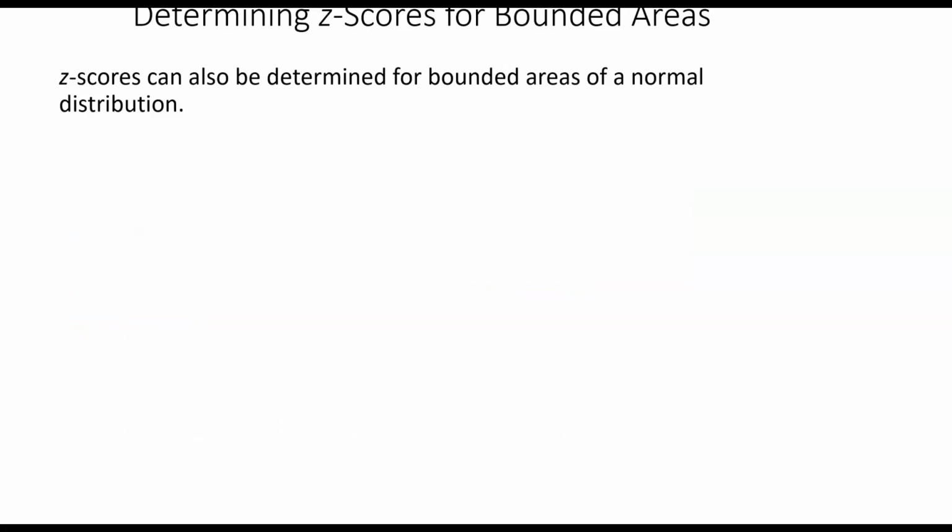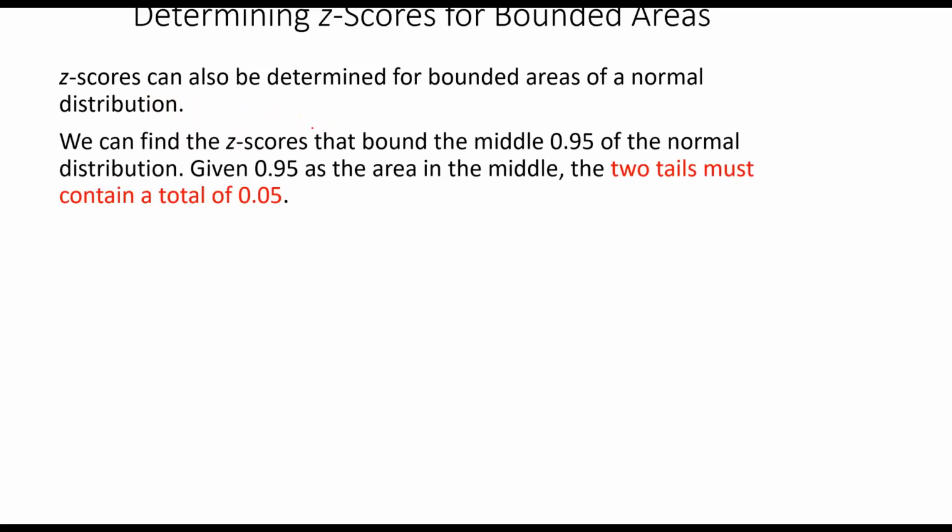Let's look at an example determining z-scores for bounded areas. Z-scores can also be determined for bounded areas of the normal distribution. We can find the z-scores that bound the middle 95, or middle 0.95, of the normal distribution. Given 0.95 as the area in the middle, the two tails must contain a total of 0.05, right? Because these two add up to 1.